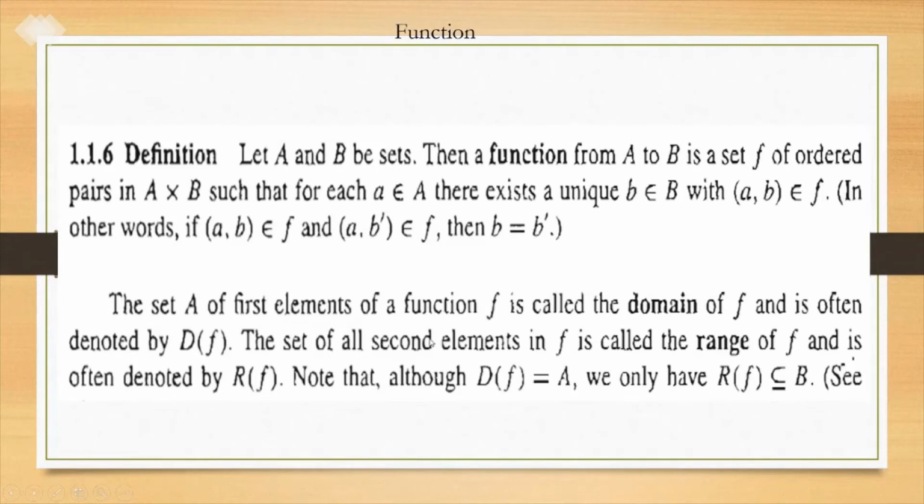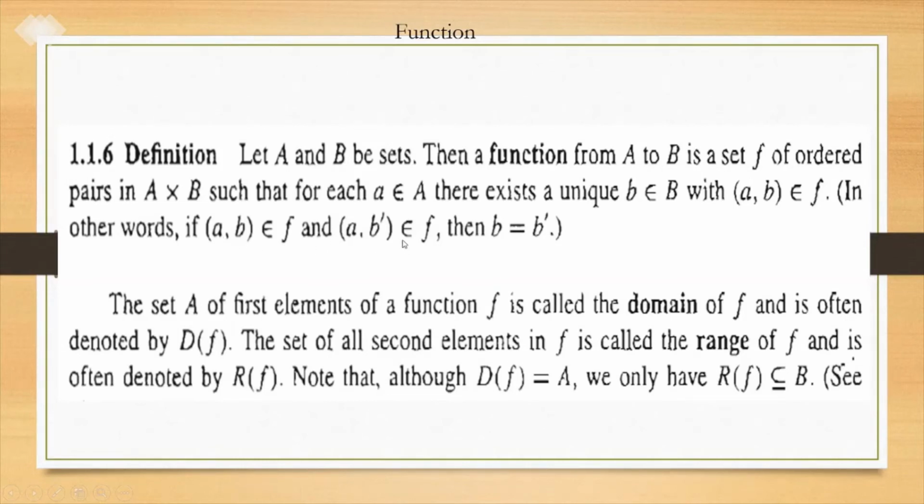In other words, if (a, b) belongs to F and (a, b') belongs to F, then b equals b', which means what? Yeah, (a, b) belongs to F is a relation, right? (a, b) belongs to F means b is an image of a. (a, b') belongs to F means b' is an image of a, which means a has two images, b and b'. Suppose (a, b) and (a, b') belong to F, then what is the condition? b equals b', which means a has only a unique image.